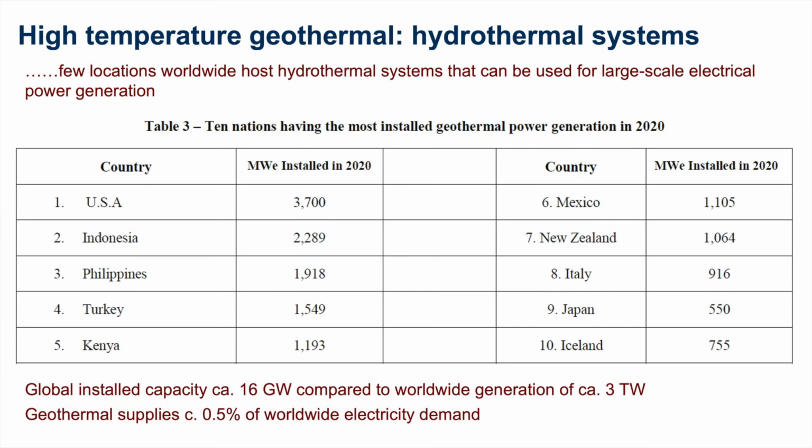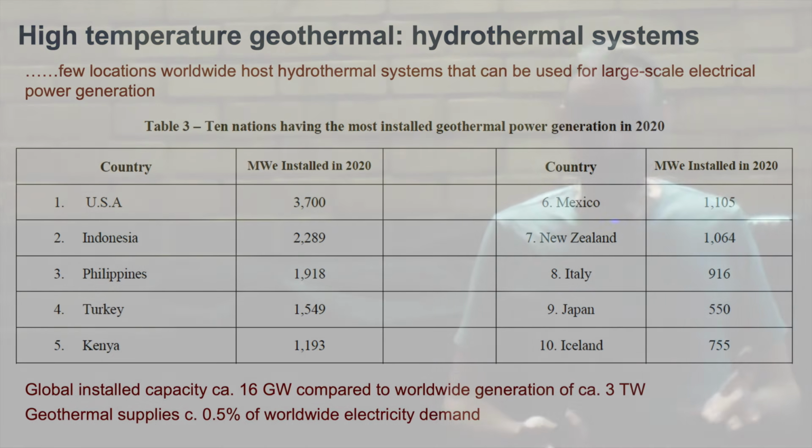But because of this relationship between active magmatism, tectonic plate boundaries and so forth, there aren't that many locations in the world that host these hydrothermal systems that can be used for large-scale electricity power generation. So top is the US, and essentially all of these other countries here are well established to have close links with active magmatism and active volcanism. And if we look at how much geothermal electricity we're generating, it's only around about 0.5% of the worldwide demand. So at the moment, geothermal electricity is a pretty small component of worldwide electricity generation.